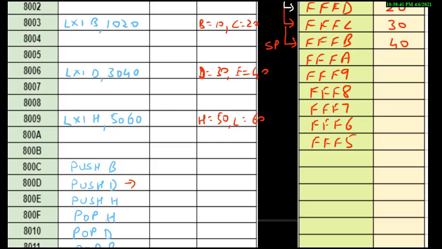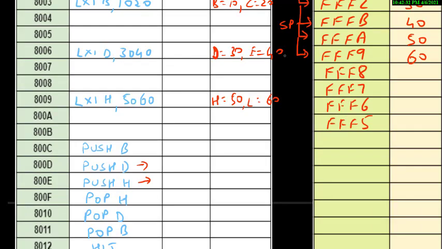Now next, when push H is executed, the stack pointer decrements, and the contents of H, that is 50, are stored here. It decrements again, and the contents of L are stored here. So this is 60. So this becomes the new stack location. The stack pointer is at this point now, and we can just grab this.